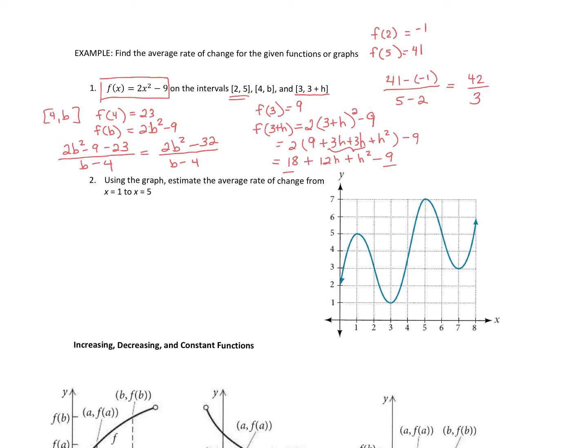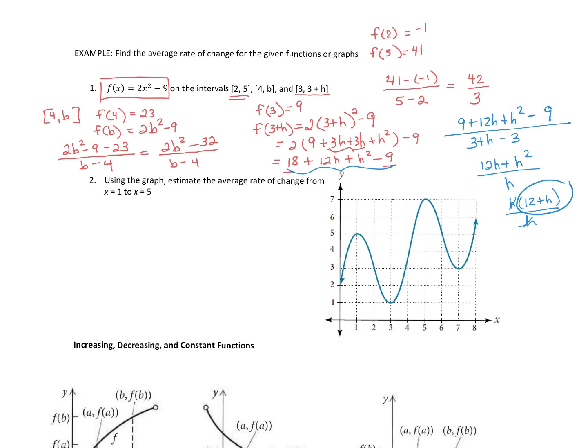So our average rate of change here is going to be 18 minus 9. So 9 plus 12h plus h squared, that's this simplified, minus 9, all over 3 plus h minus 3. So we get 12h plus h squared, because the 9's add to 0, over h. And if I reduce by a factor of h, I get 12 plus h. So the average rate of change between 3 and 3 plus h is 12 plus h.